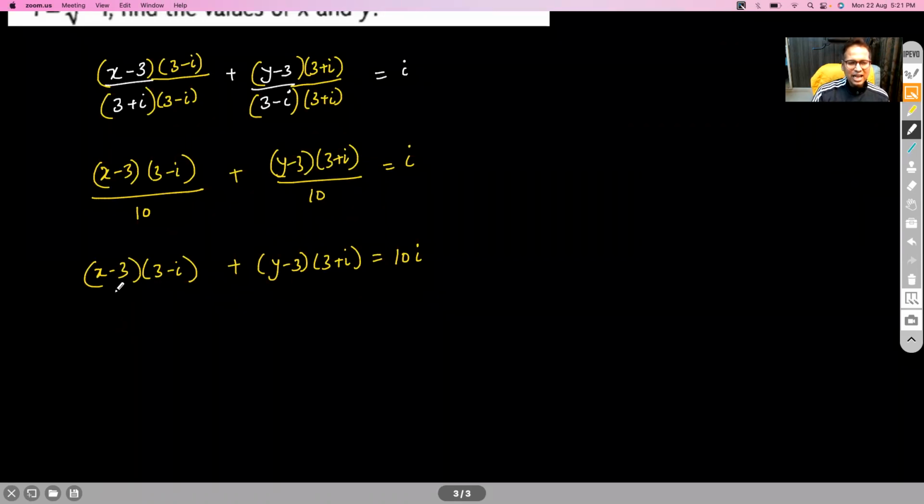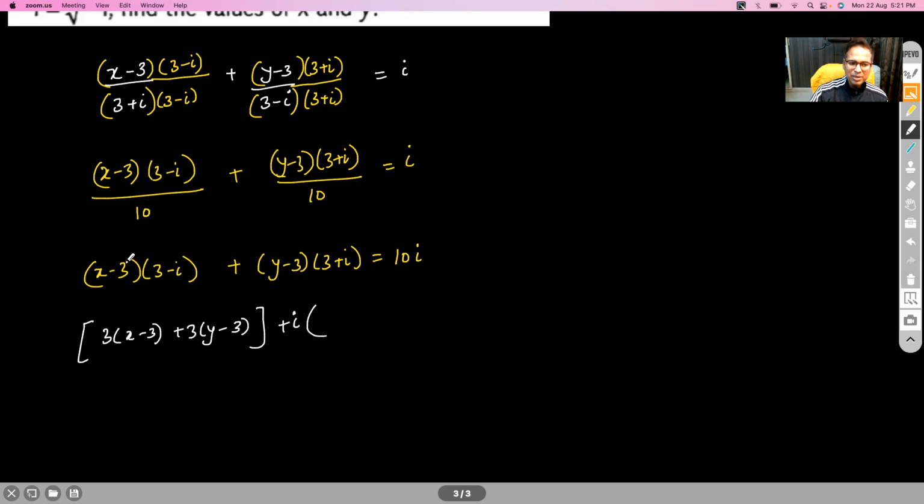Now, what do you do here? Separate the real part and the imaginary part on the left side. So how will you get real part? Real part will be obtained when x minus 3 multiplies with 3 and y minus 3 multiplies with 3. Correct? So the real part that you will obtain on the left hand side will be 3 times x minus 3 and 3 times y minus 3. Correct? The imaginary part, what will you obtain? Imaginary part will be obtained when minus i multiplies with x minus 3 and i multiplies with y minus 3.